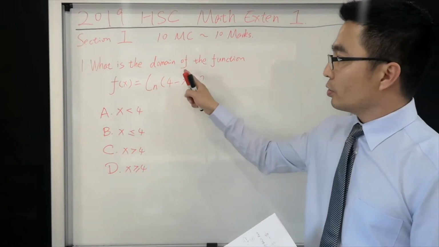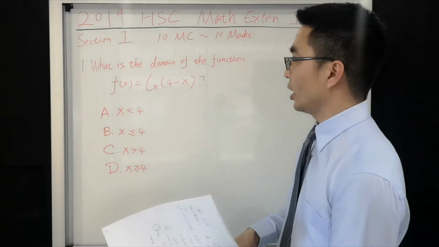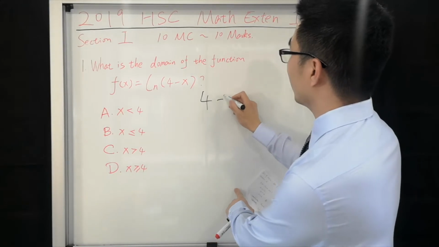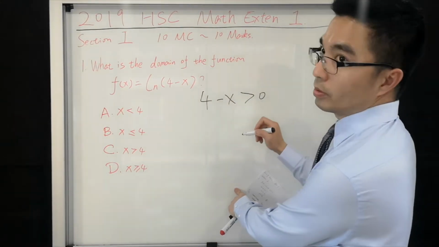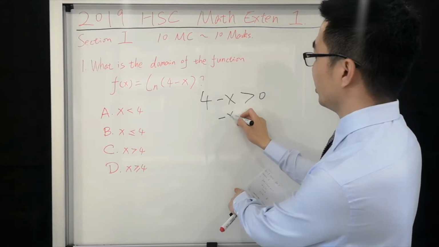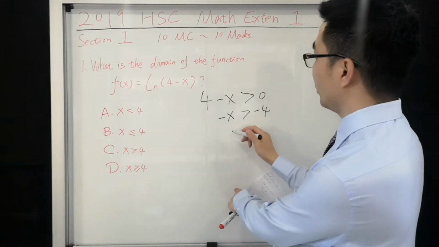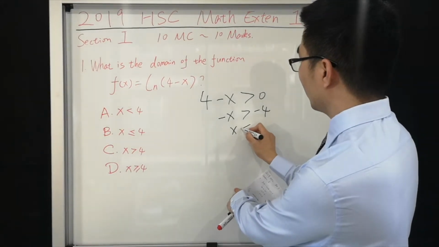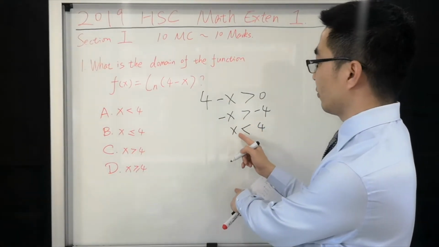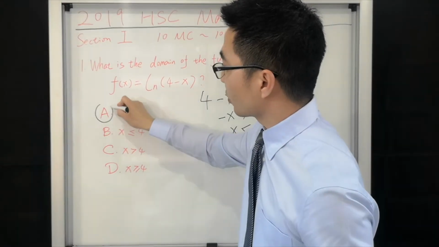For any log function, the domain has to be greater than 0, which means we have 4 minus x greater than 0. So we bring the 4 to the other side to become negative 4. So negative x greater than negative 4. Take off the negative sign from both sides, and we flip the inequality sign to the opposite. So x should be less than 4. So the answer for the question should be A.